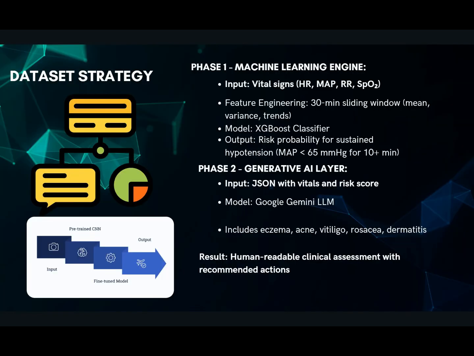Next, the dataset strategy. We are using a public API called VitalDB, and it consists of all the vital signs we needed for this project. For the second layer, the generative layer, we are using the Google Gemini LLM, which gives us complete English sentences so that the nurse can understand what the error is and what the alert is.